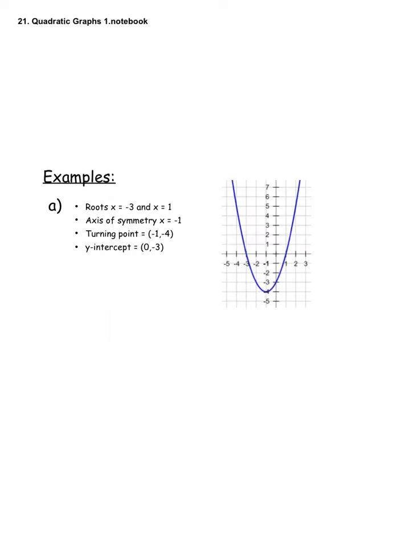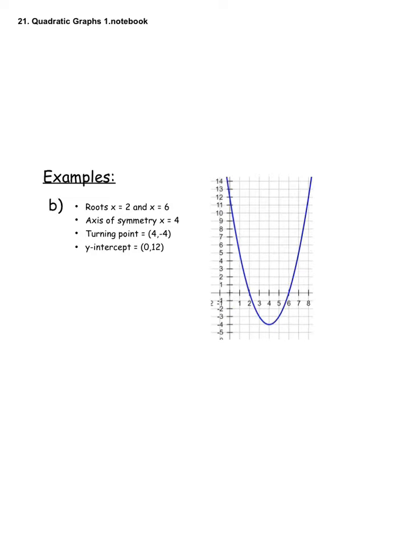Okay, so graph A, you should have roots of -3 and +1. Your axis of symmetry is at -1 and your turning point is at -1, -4. Your y-intercept is at 0, -3. And your graph should look just like this beautiful graph here. Graph B should look like this. Your roots are x equals 2 and x equals 6. Your axis of symmetry at x equals 4. Your turning point's at 4, -4. And your y-intercept is at 0, 12. Again, this is what your graph looks like right here.